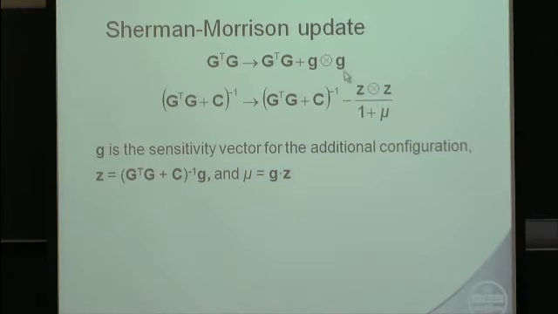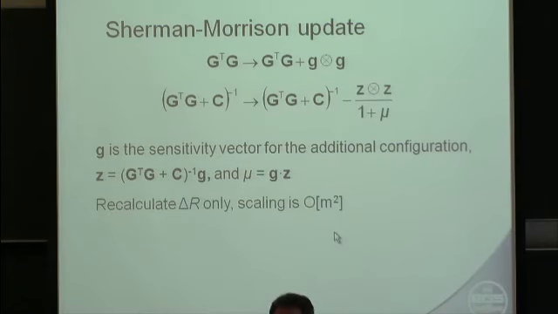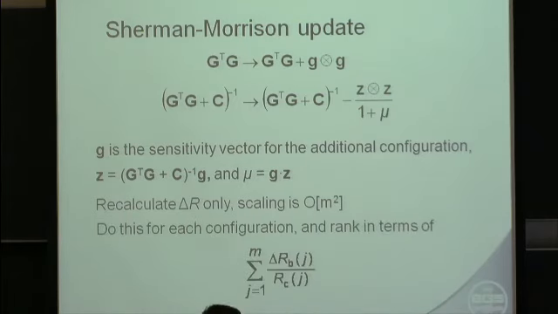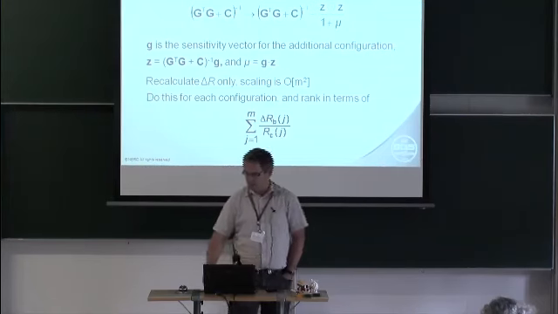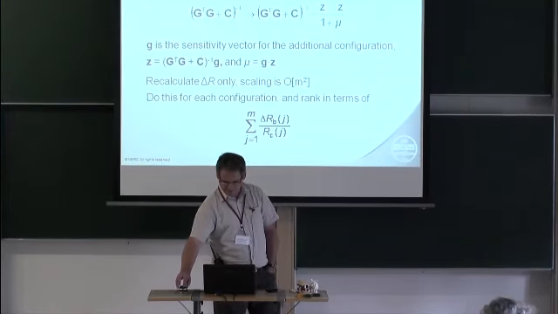The vector G is the sensitivity vector for the additional configuration that we're testing. So we recalculate the change in the diagonal components only, so the whole process then scales as m squared. We do that for each configuration, and we rank the configurations in order of how much improvement they make to the model resolution throughout the image space.